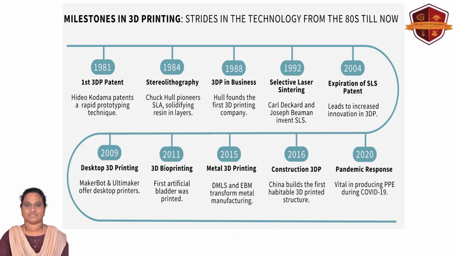In the year 1988, Chuck Hull founded the first 3D printing company. 3D printing moved from laboratory research to industrial use. It is used mainly for rapid prototyping. In the year 1992, Carl Deckard and Joseph Beaman invented selective laser sintering. They used a laser to fuse powdered materials and enabled printing of strong and functional parts.